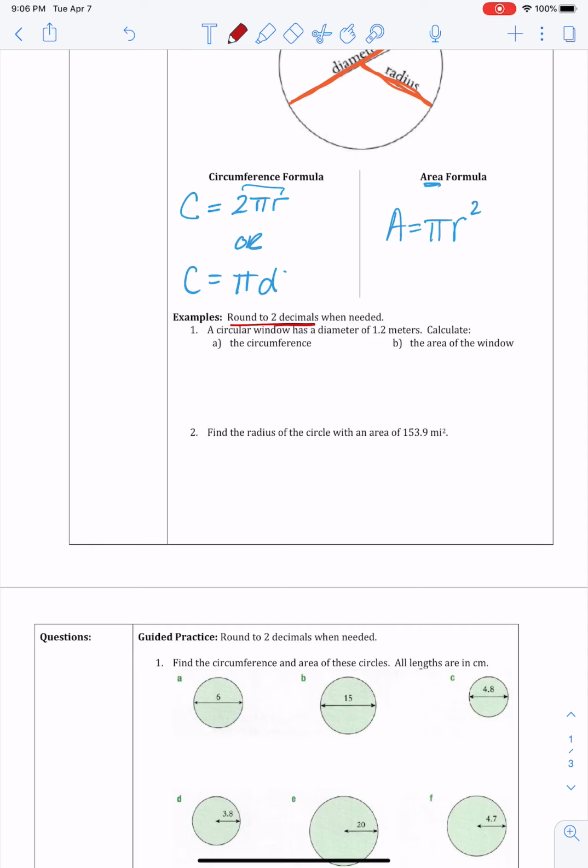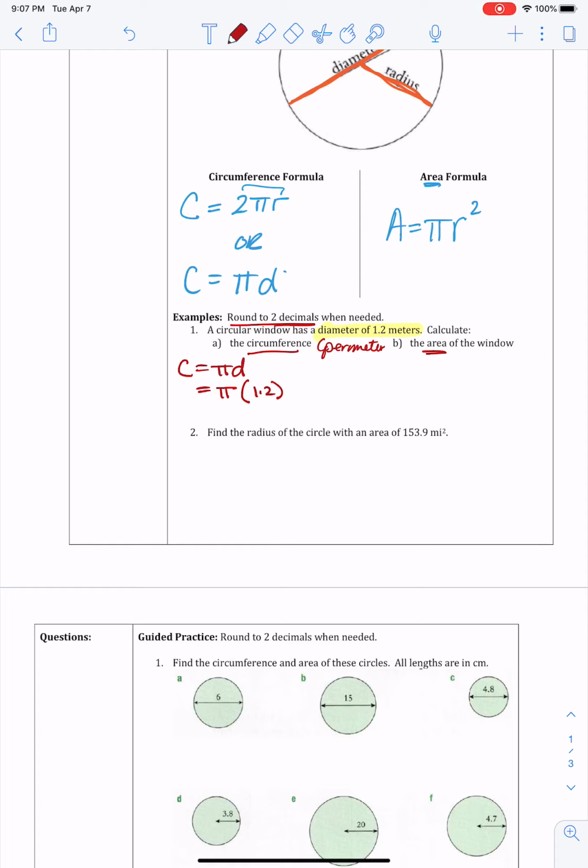So we have a circular window that has a diameter of 1.2 meters. We want to calculate the circumference. Remember that means perimeter. And the area of the window. So I'm going to do both. Since I have a diameter, for circumference I'm going to use pi d. So that's pi times 1.2. And I would use the calculator button for pi.